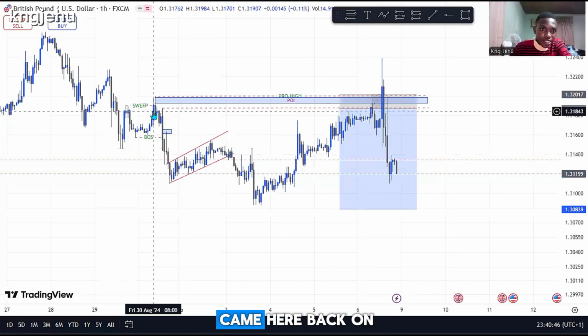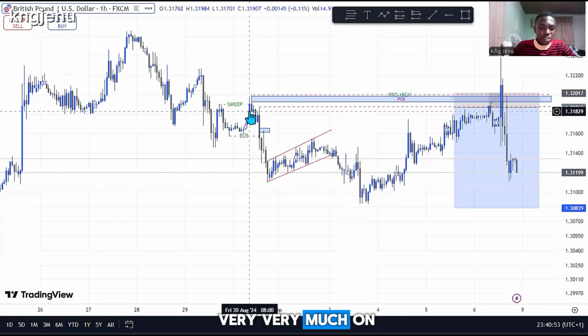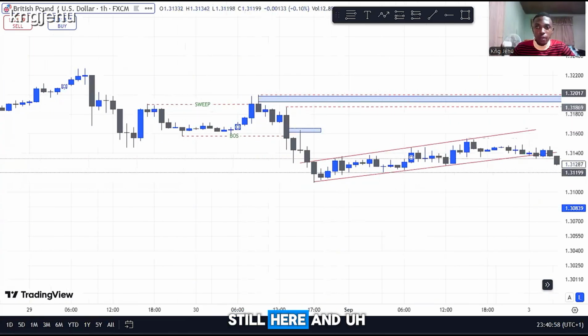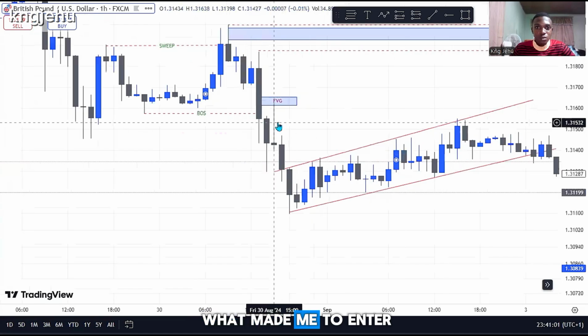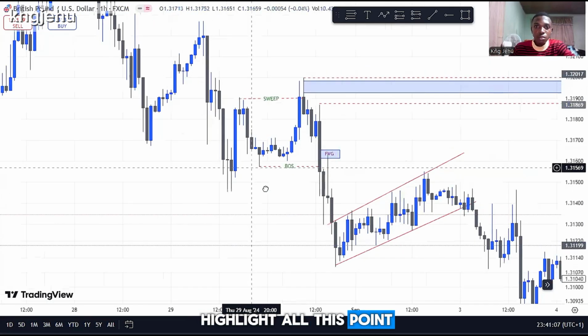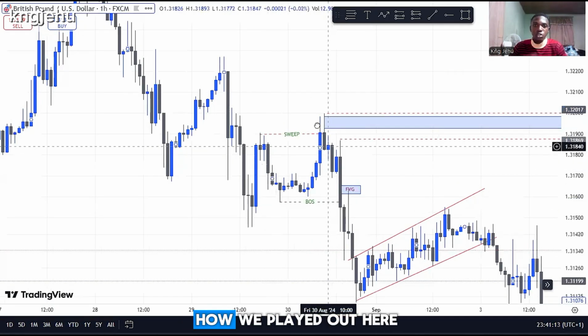But before the market came here, back on this day, the 30th of August, I did analysis when the market was still very much in this place. Let me zoom it out. The market was still here, and this is what made me highlight all these points that I talked about. So basically, let me explain the concept before I show you how it played out here.